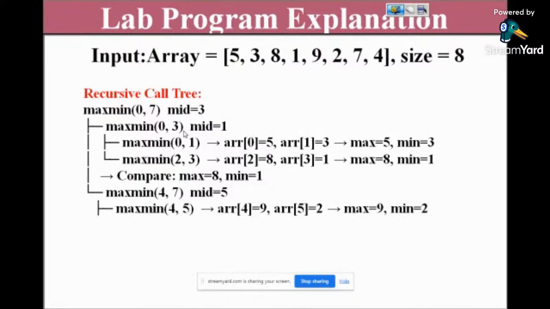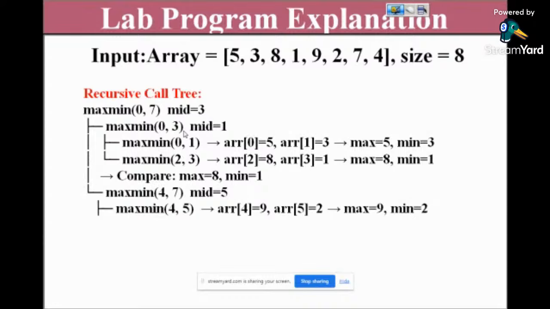See, maxmin of 4,5 comes. So again the left part of the array. Again it will reach us to the base condition. 2 elements are there, so 2 elements are found. You can easily find out the max and min. So here max is 9 and min is 2. Now the left part of the right part is clear.